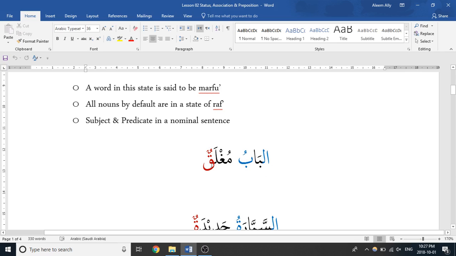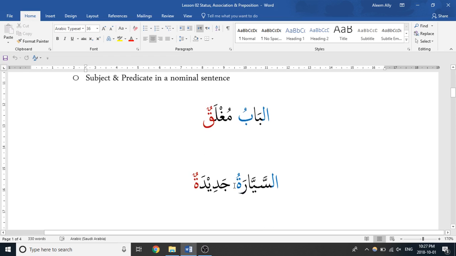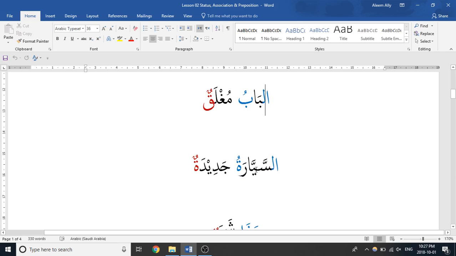So we can see just by those signs that we're dealing with a nominal sentence that's complete, right? It's a sentence that's complete. So al-babu mughlaqun, the door is closed. Here we have another example.